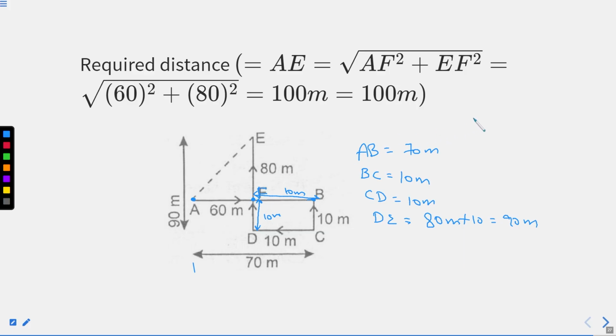So what triangle is formed, right? That triangle is E, F and A, where AF is 60 and FE is 80. We need to find this out. For that, AE is equal to this. We are using the Pythagoras theorem here. We know the values of AF and EF, that is 60 and 80. On solving, we are getting 100 meters. So this distance is 100 meters, right?